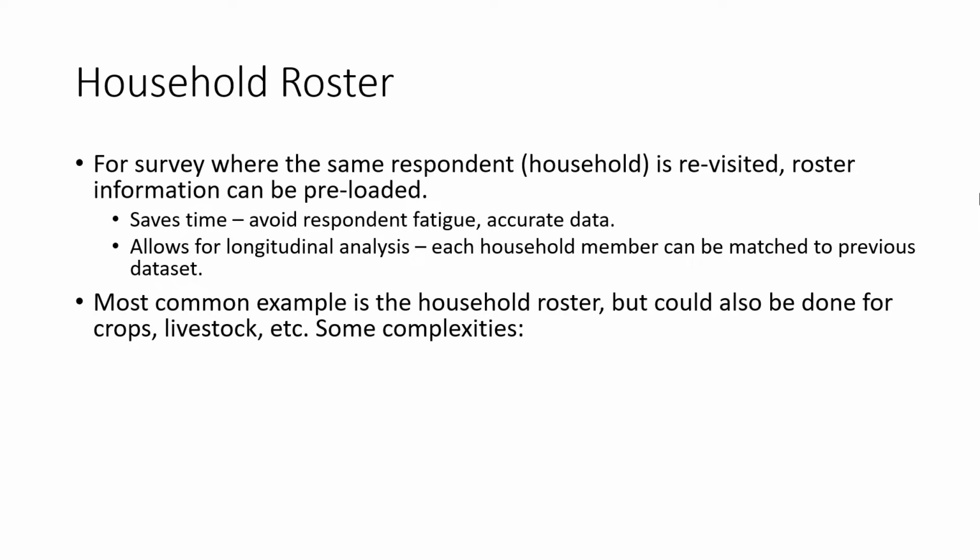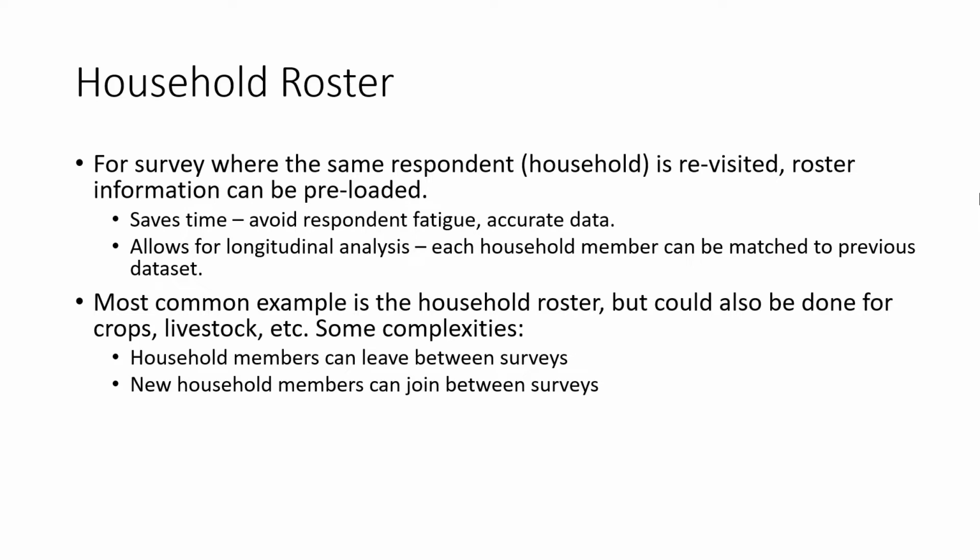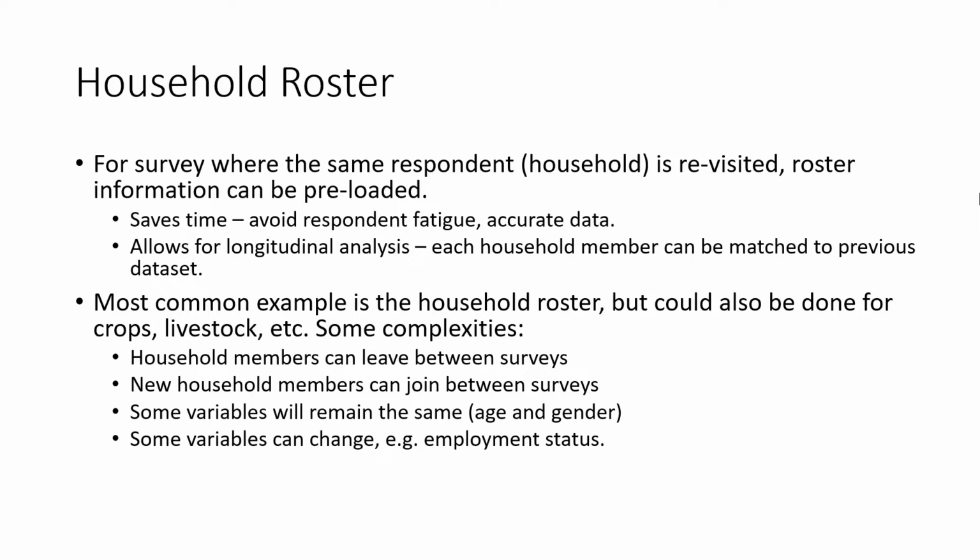There are some complexities when we preload roster information, which you'll need to consider in the way you design the questionnaire. First of all, household members can potentially leave the household between surveys. And likewise, new members can join the household between surveys. So these are things we'll need to control for. Some variables within our roster will remain the same. The gender of respondents and their household members and the age will always be consistent. But some other variables can change between the waves, such as employment status, health status, things like this.